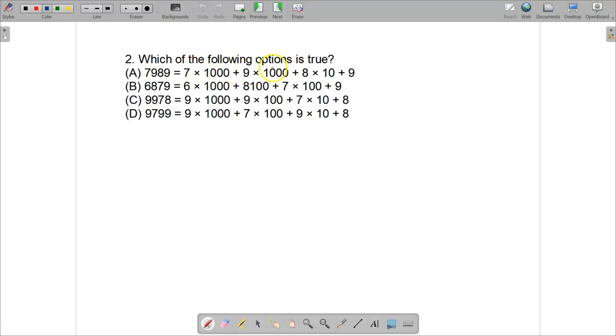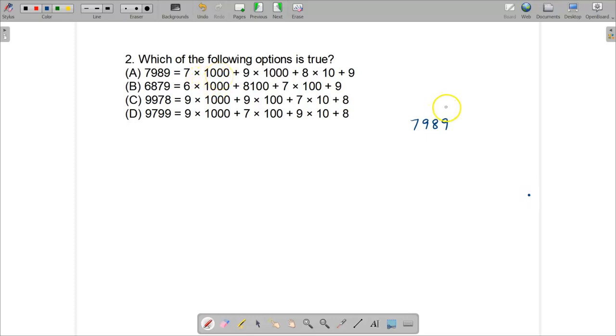Second question: which of the following options is true? They are asking which option is correct, right? So here on the left hand side 7989 is given. On the right hand side they have given the expanded form. So we need to check whether the expanded form is correct or not.